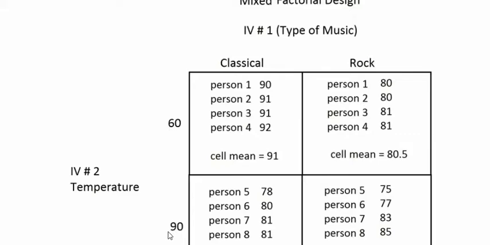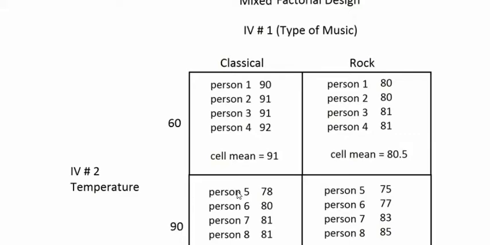So, for example, person 1 is being tested with classical music playing at 60 degrees, and also with rock music at 60 degrees at 2 separate points in time. Person 5 is being tested with classical at 90 and with rock at 90 at 2 separate time points.